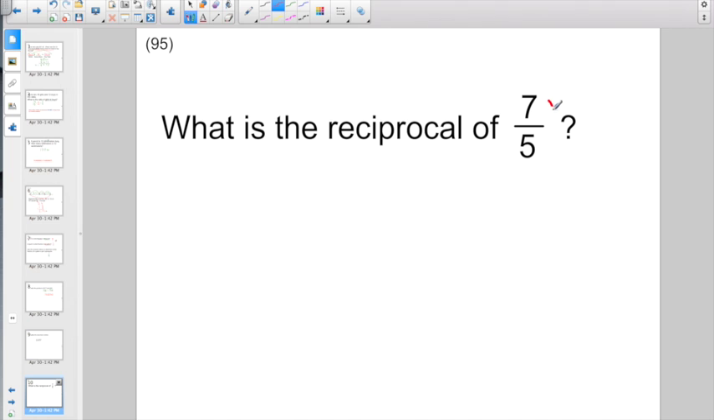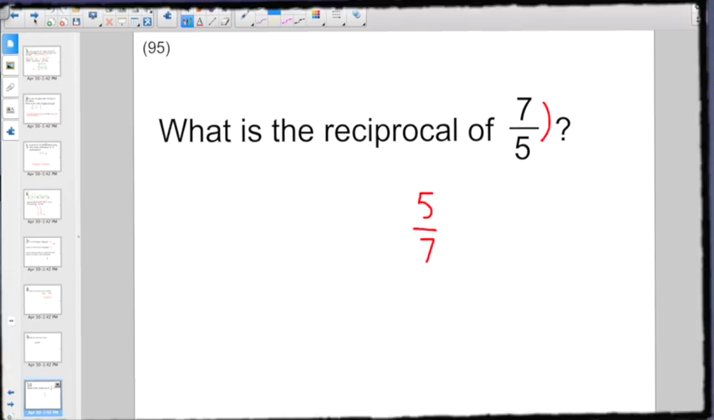Hopefully you know that word reciprocal simply means to flip the fraction around. We use it when we're dividing fractions. So the reciprocal of 7/5, I just have to flip it around, and I end up with 5/7 for a reciprocal.